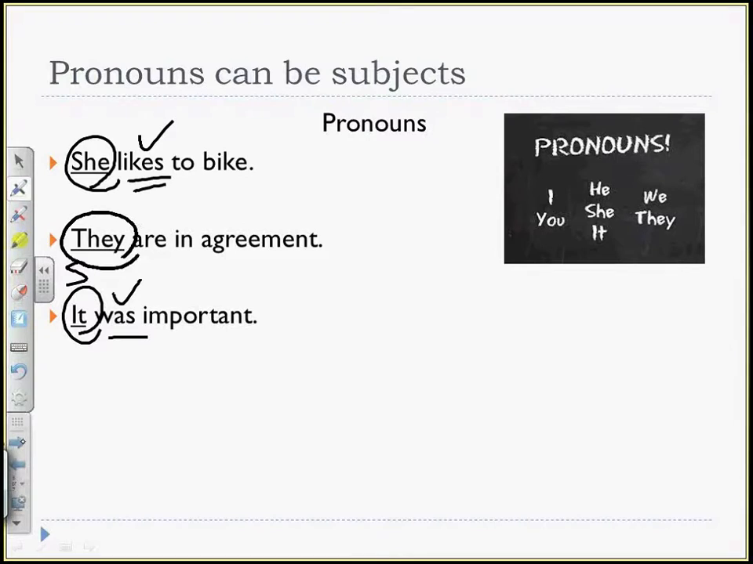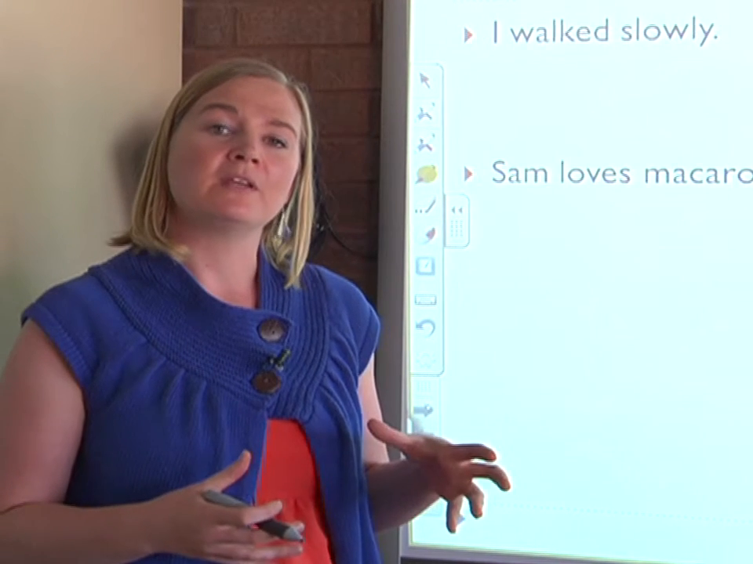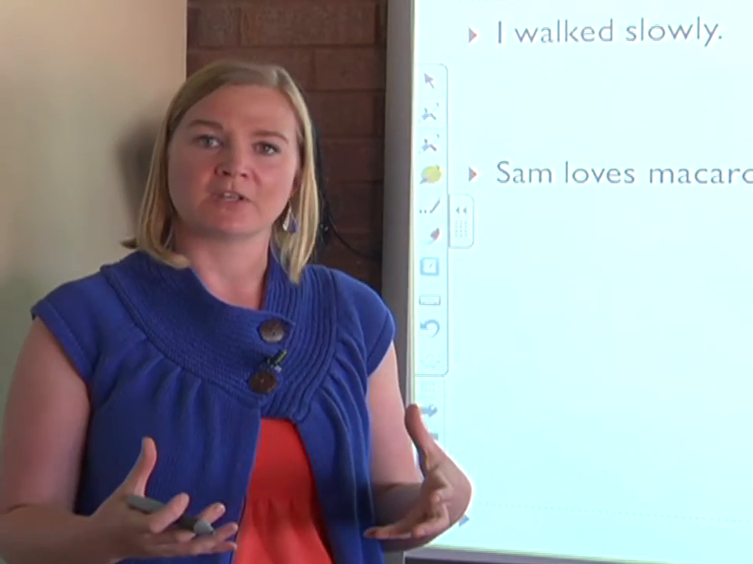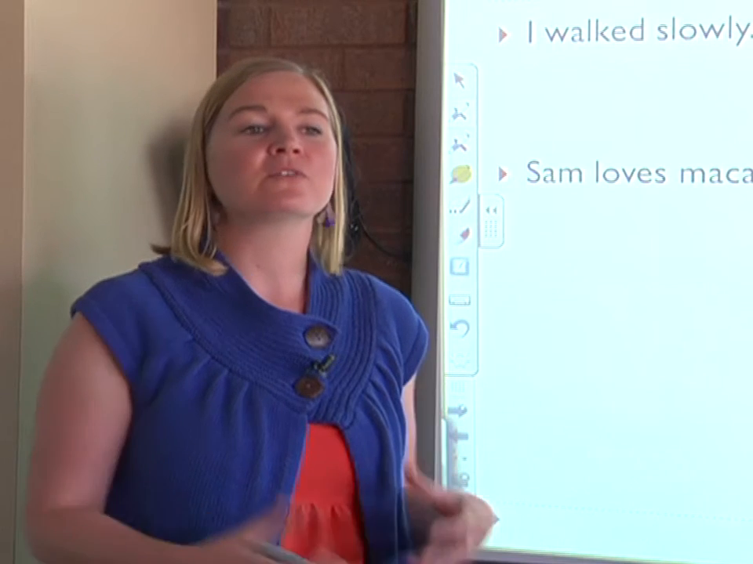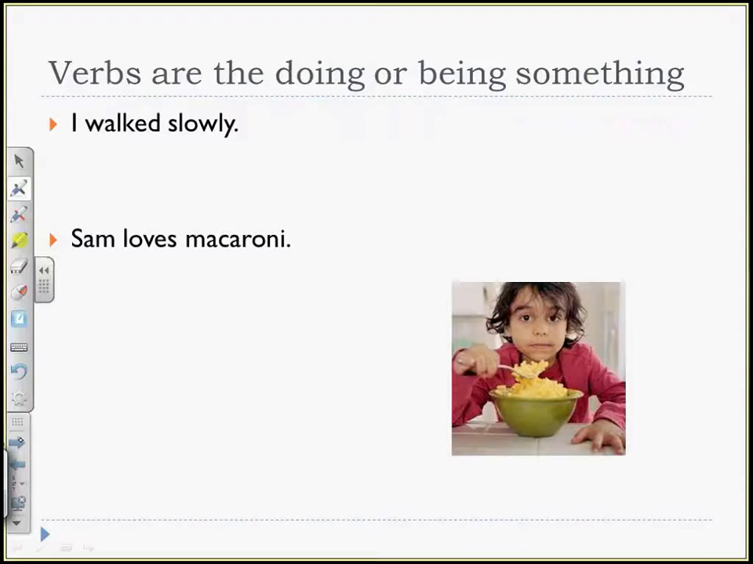They is another pronoun that stands in for a plural subject. They are, that's your verb, in agreement. Verbs are the doing or the being something. So the subject is the something of the sentence. It's the thing that's performing the action. The verb is the action.